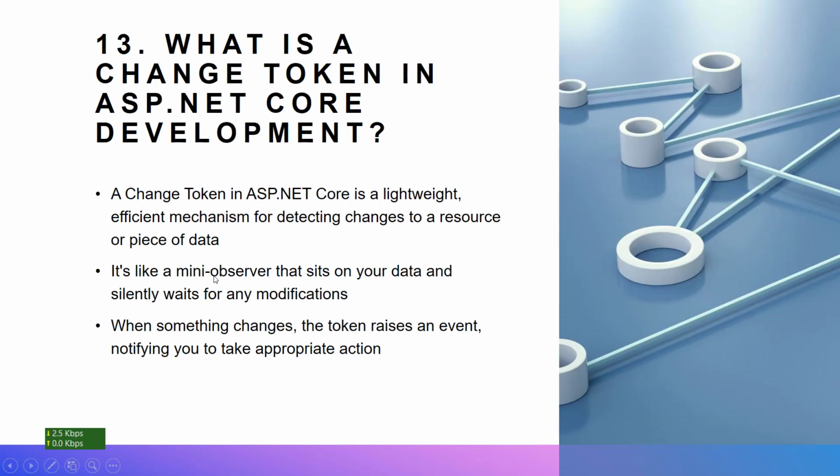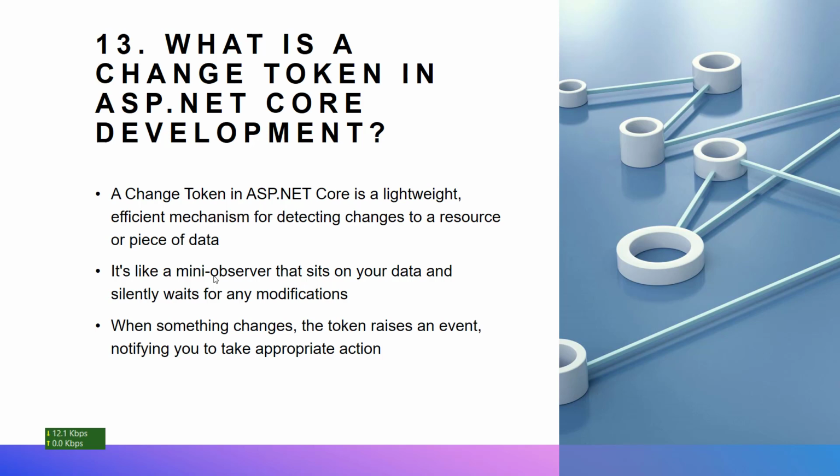Then comes the 13th question. What is the change token in ASP.NET Core development? The change token in ASP.NET Core is a lightweight, efficient mechanism for detecting changes to resources or pieces of data. See, data is there, and data definitely has some mechanism to update it, to add data, or many other things. But if you want to track the changes, then the change token would be in play. So that is a mechanism to detect changes in the data.